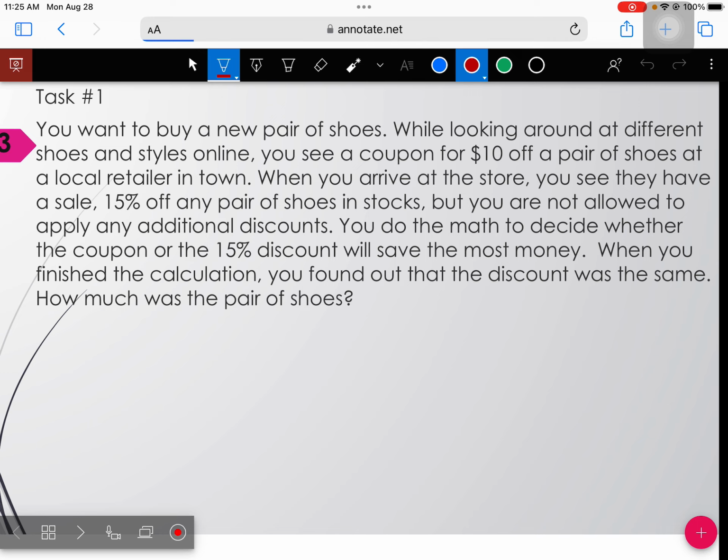Who said oh? How would you start to approach this problem? Daniel said, what is it we have to find again? How much it is, the cost of the shoe. Okay. Do we know the cost of the shoes? How would we maybe represent that? C? Okay, C is the cost of shoes.